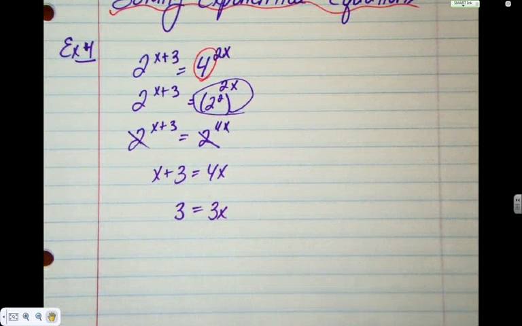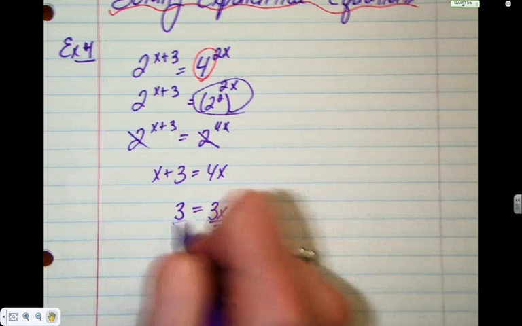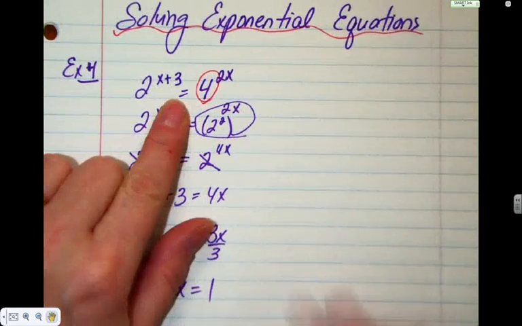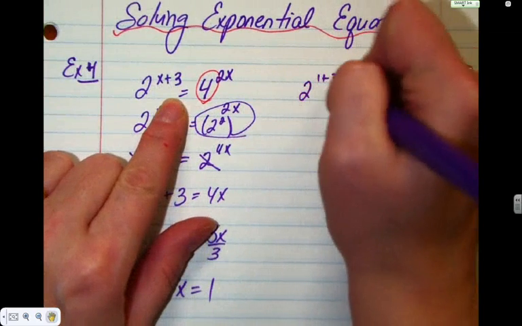How do I get rid of the coefficient of 3? X equals 1. Could I check it? So you can check any single equation you've ever solved. How can you check an equation? Okay, so let's go back to the beginning and let's put 1 in.